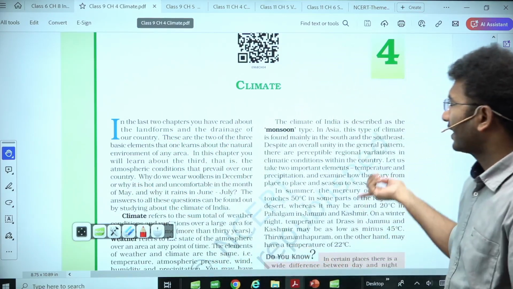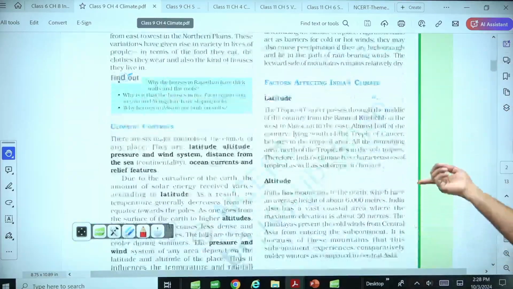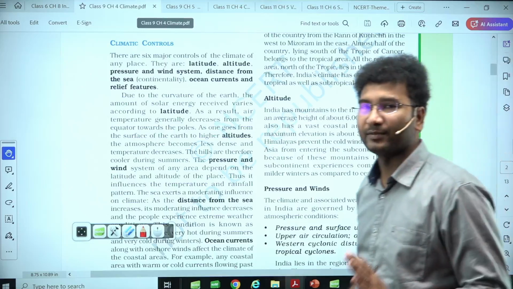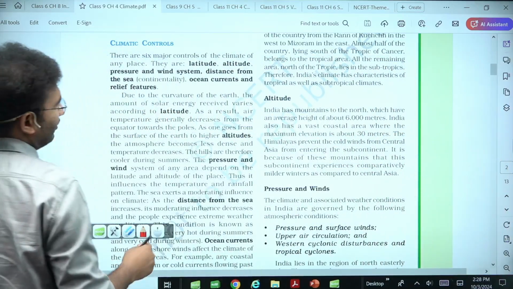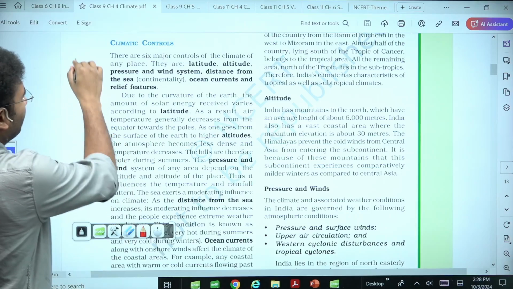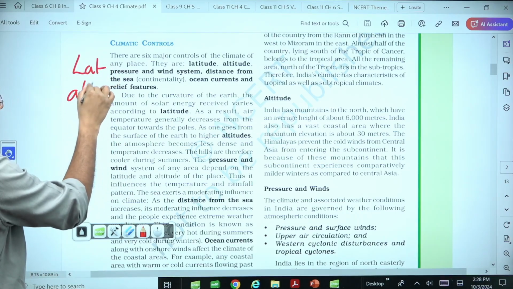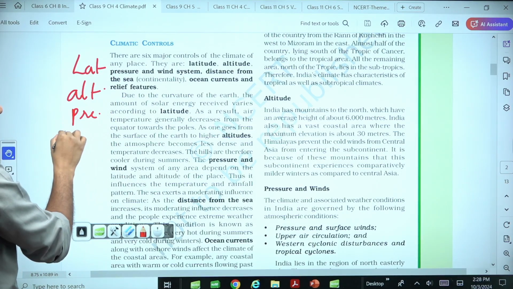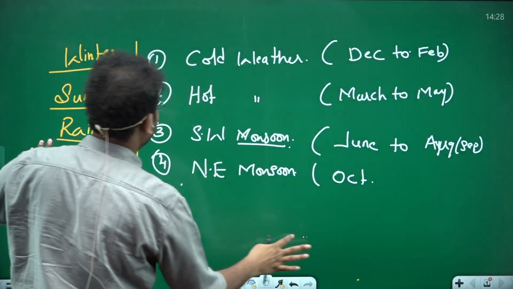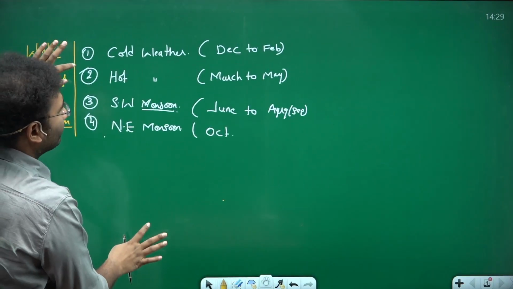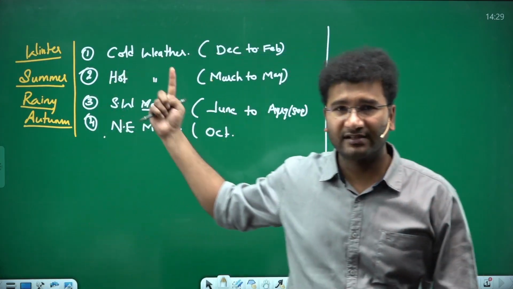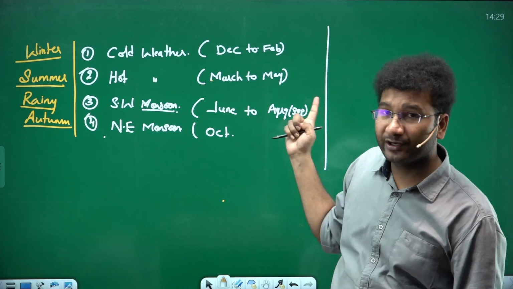Okay. Now come to this climate. Here also the climate chapter says what the factors that control the climate are. In this particular chapter, they talk about the factors that control the climate. The factors that control the climate are latitude, altitude, pressure, wind, distance from the sea. Now, let me put them on the board here. What are the factors that are going to control this particular climate? You know, these are the climates. Now, what are the factors that are going to control?